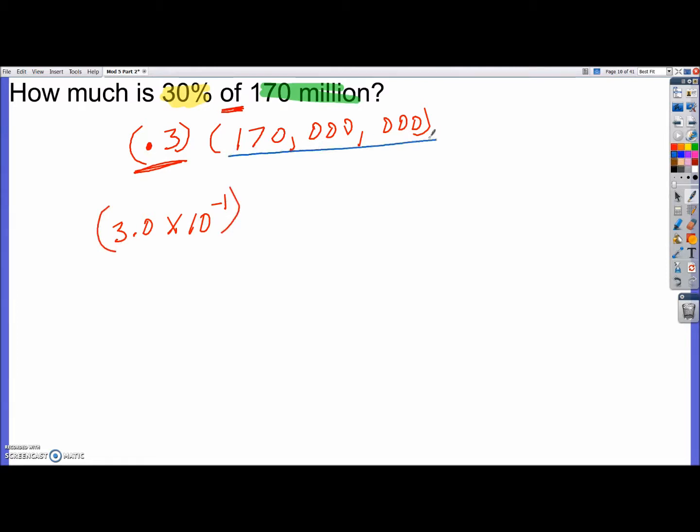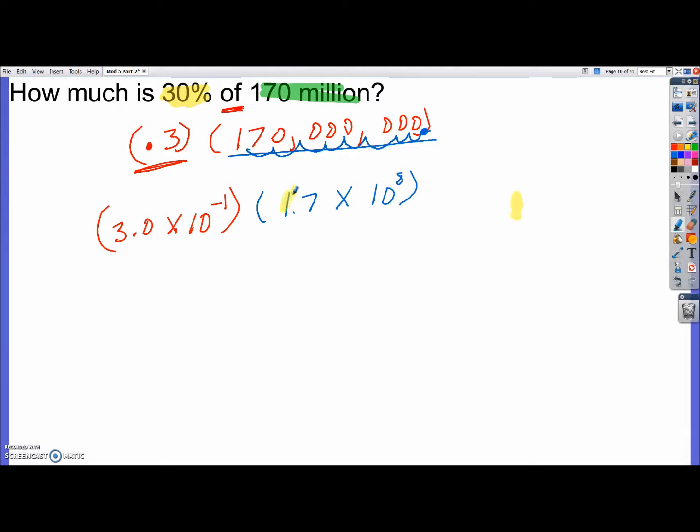This number has to be written between 1 and 10. So that would be times 1.7 times, my base is going to be 10. And if my decimal's right here, I'm going to move it over 1, 2, 3, 4, 5, 6, 7, 8. Since it's going to the left, it's times 10 to the 8th power. Now these are my two numbers. We have the problem that we can begin solving.